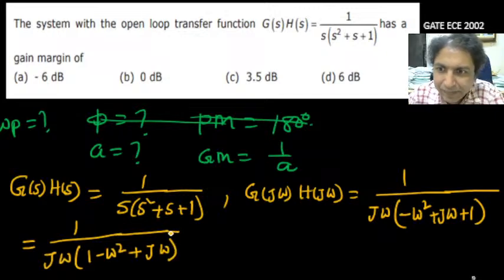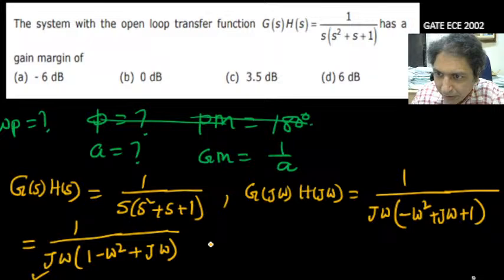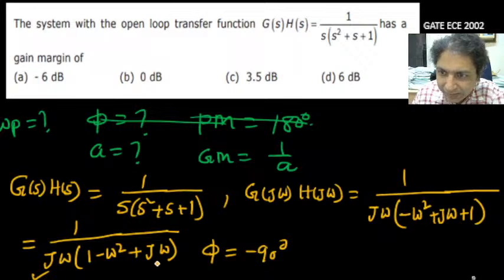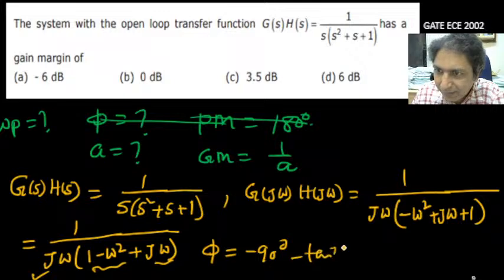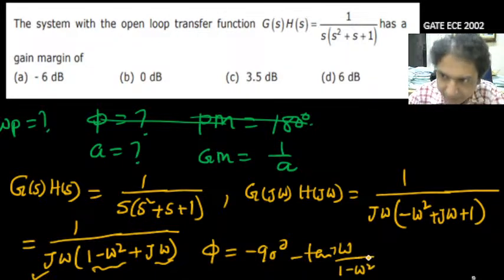So how to get 180 degrees? When will the phase become 180 degrees, at which frequency? The phase will simply be minus 90 degrees for this j, and this is the real part and this is the imaginary part, so minus tan inverse of omega by (1 minus omega square). So it should provide another 90 degrees.